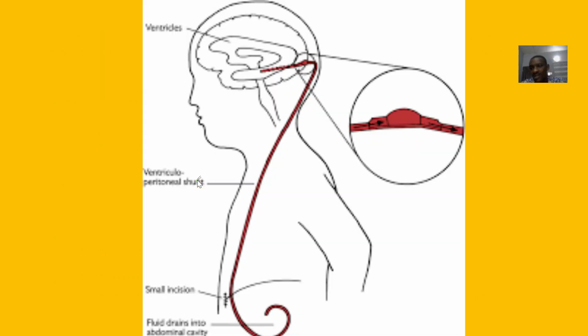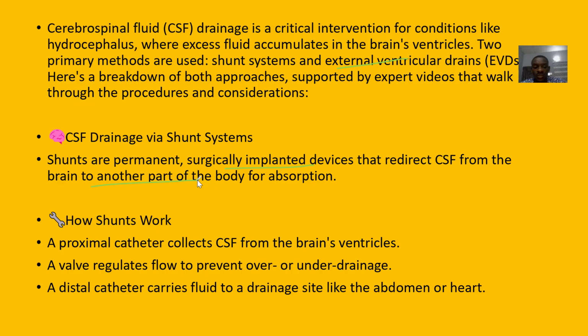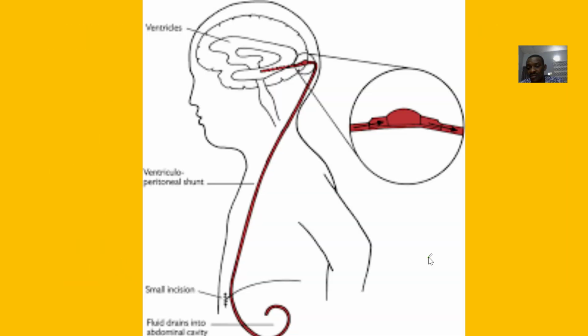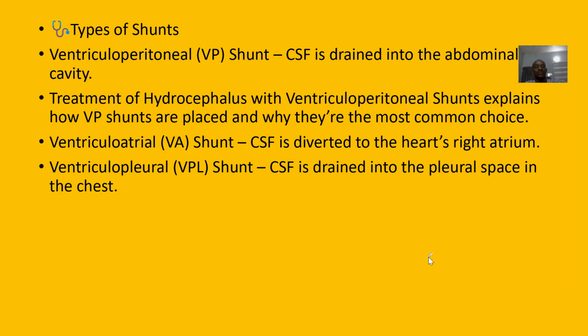The abdominal cavity. So how a shunt works: a proximal catheter collects cerebrospinal fluid from the brain ventricles. A valve regulates flow to prevent over or under drainage. A distal catheter carries fluid to a drainage site like the abdomen or the heart. Mostly we use the abdomen.